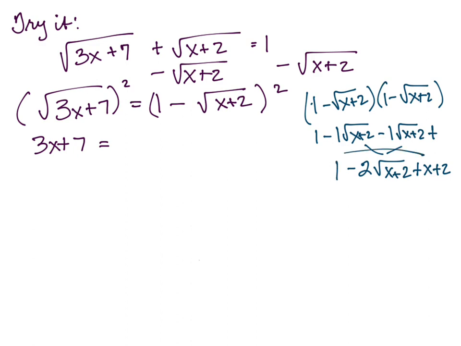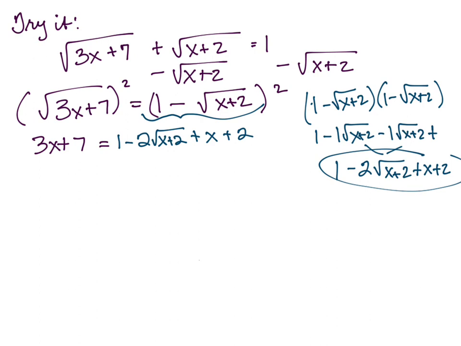So all of this blue business that I just got from squaring this right side becomes 1 minus 2 square root x plus 2 plus x plus 2. My 6th period, that's where I lost you guys right there, was in getting that middle term to be a negative 2. Okay, 7th period, y'all seem okay with that. Now what?